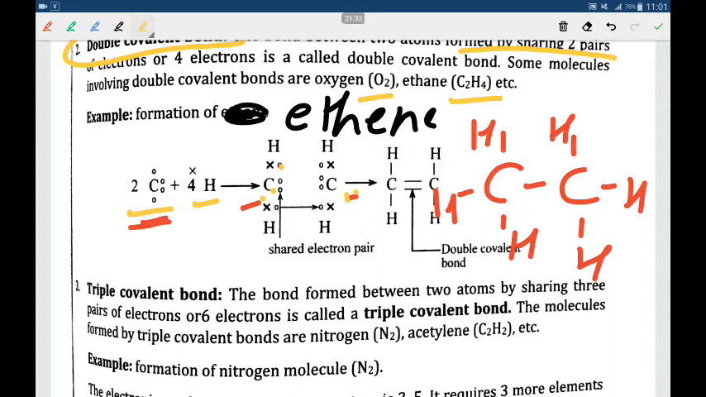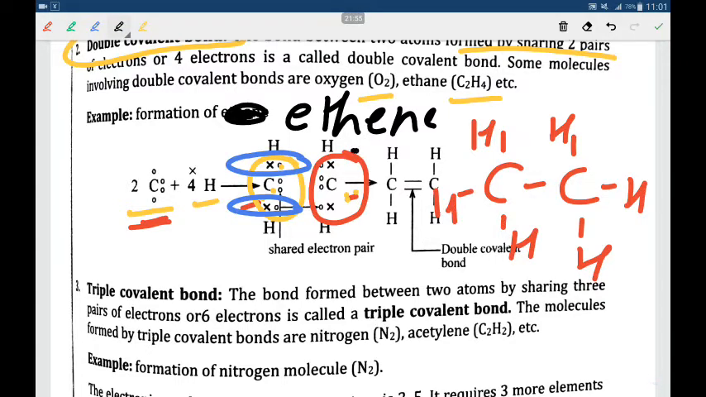So, 4, 5, 6, 7, 8, octet. Hydrogen only 1, 2, duplet. So, duplet. Carbon, I'm going to show you here: 1, 2, 3, 4, 5, 6, 7, 8. This is done.